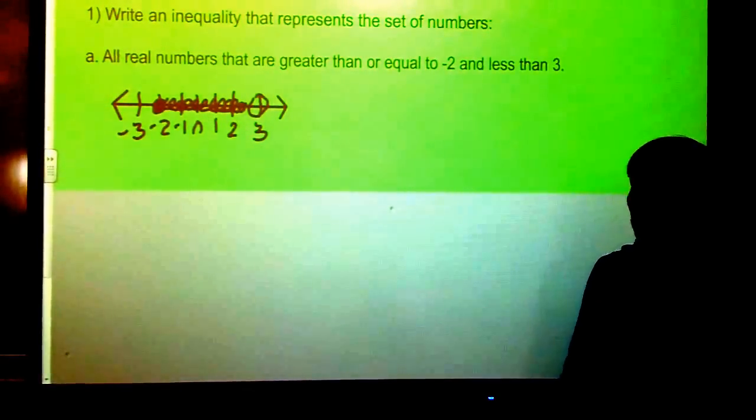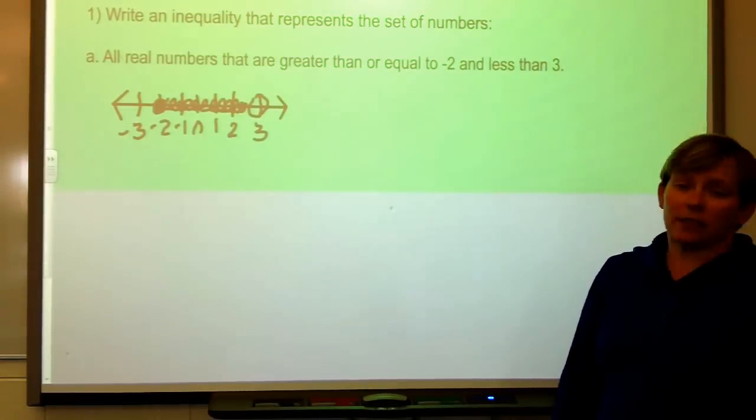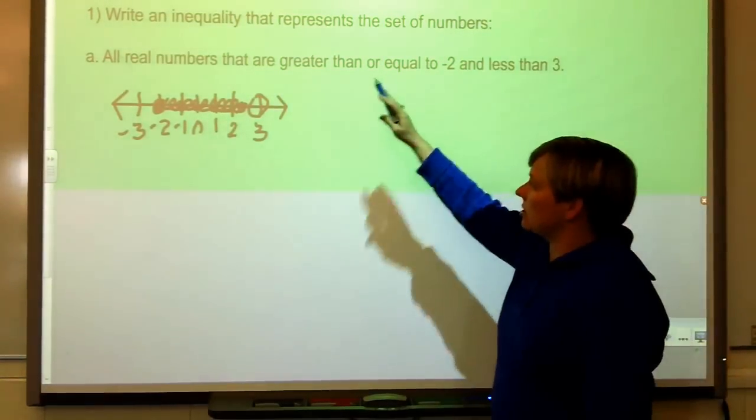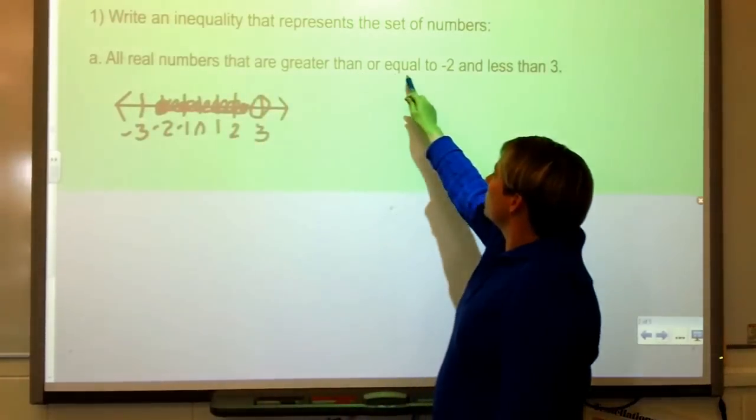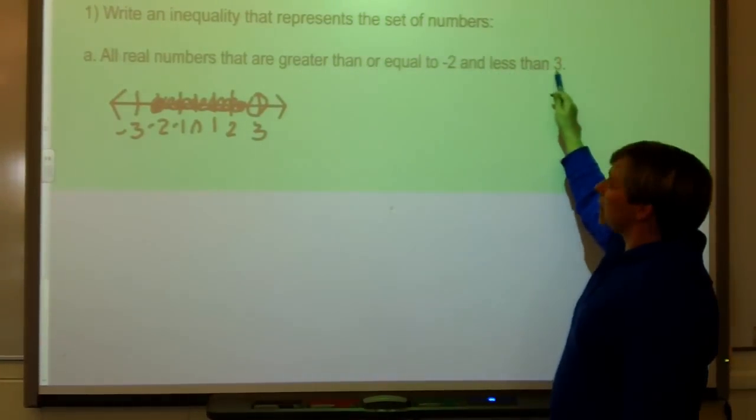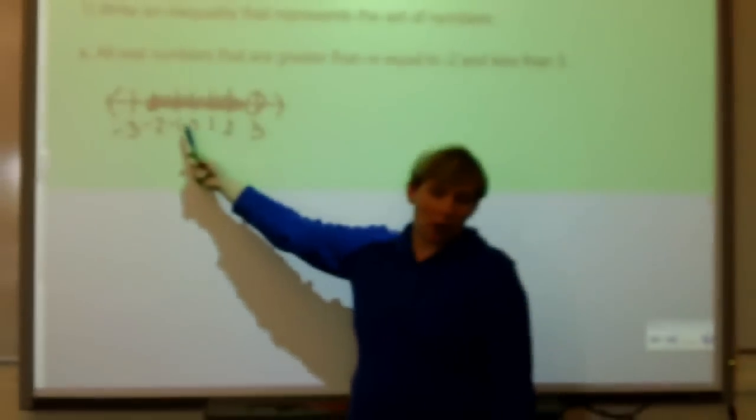One thing you're going to be asked to do is to write an inequality that represents a set of numbers. And here we have it in a sentence as well as the graph. Here it says all real numbers that are greater than or equal to -2 and at the same time less than 3. This is what my graph would look like.